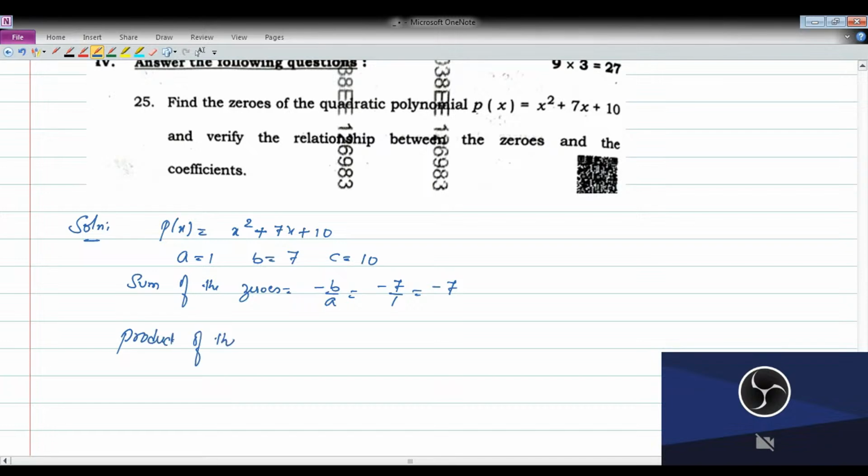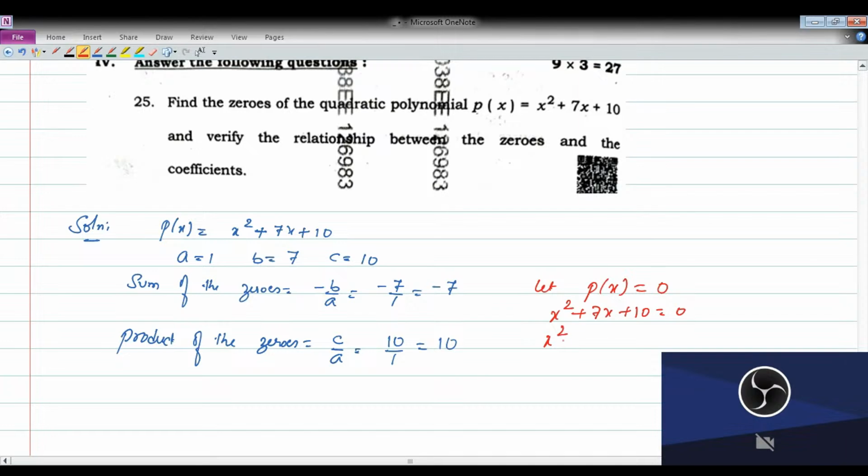Product of the zeros is equal to c by a, that is equal to 10 divided by 1, that is equal to 10. So this much we have got. Now let us find the zeros. To find out the zeros, let us assume p of x equal to 0. So to find the zeros, first we have to equate p of x to 0. Then we get x square plus 7x plus 10 equal to 0.